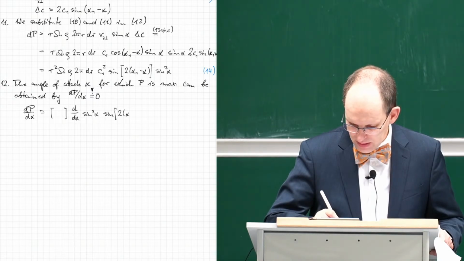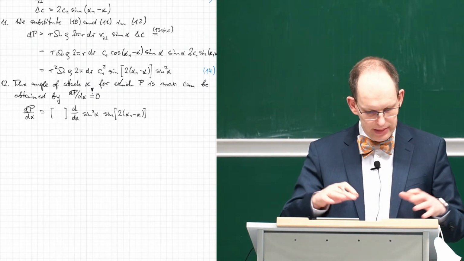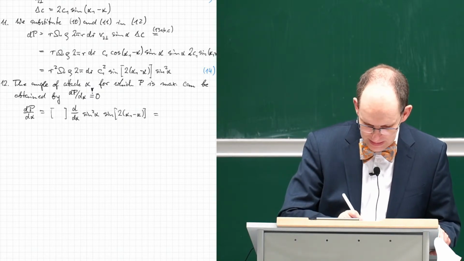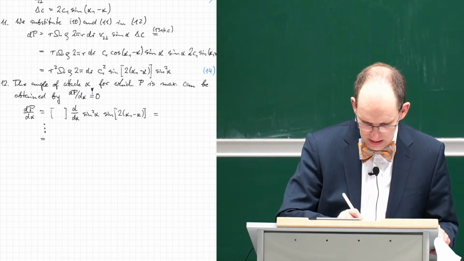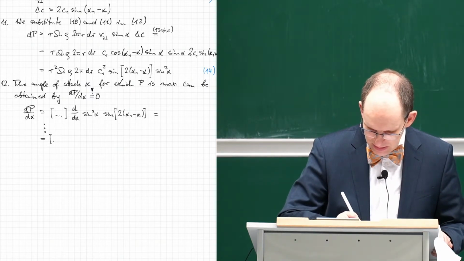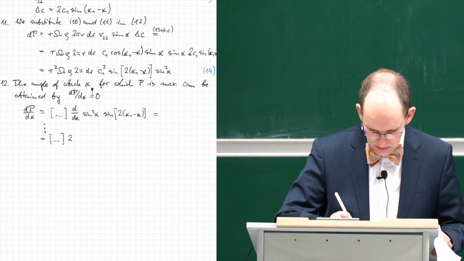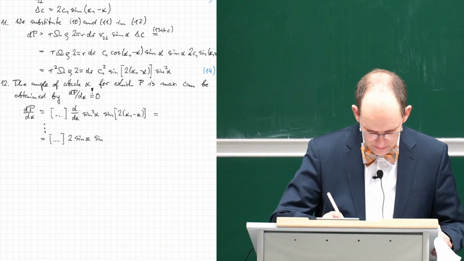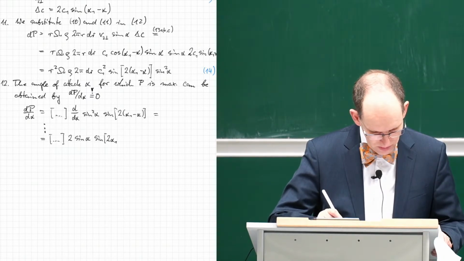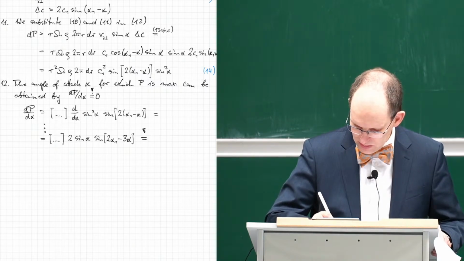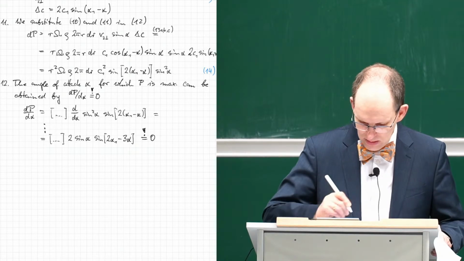And then we have here this other part, right? And then, lengthy calculation, but trivial calculation. So I just make dots here. What we finally get is all these prefactors, and then 2 times the sine of alpha times the sine of 2 alpha 1 minus 3 alpha should be equal to 0. Right?